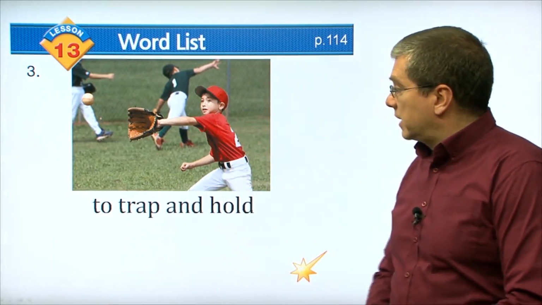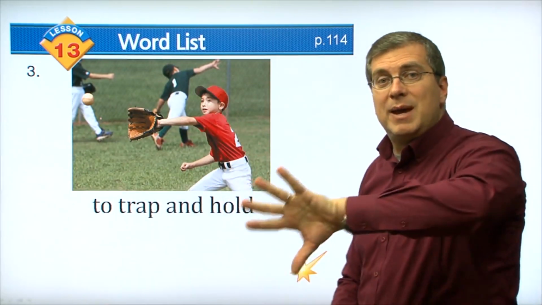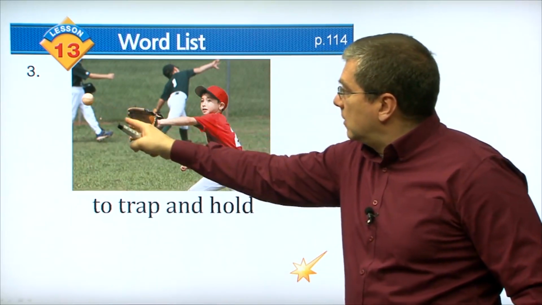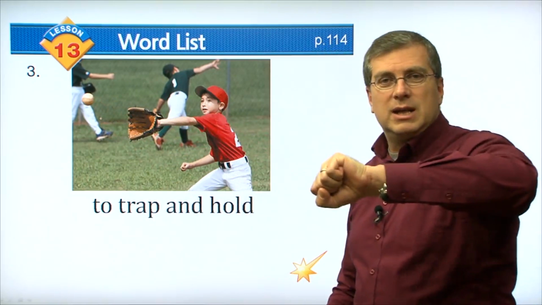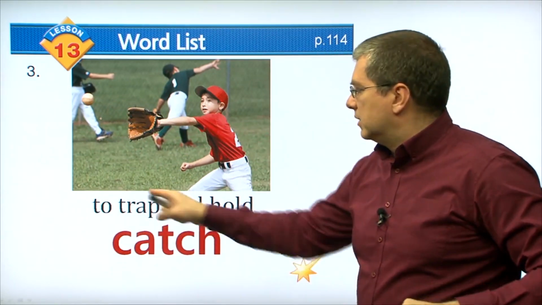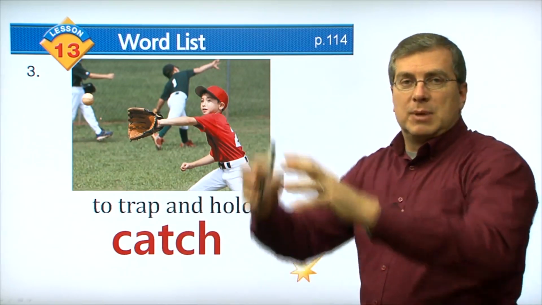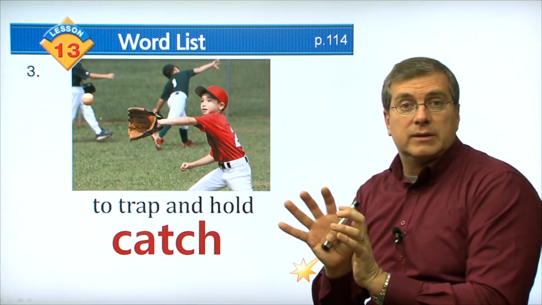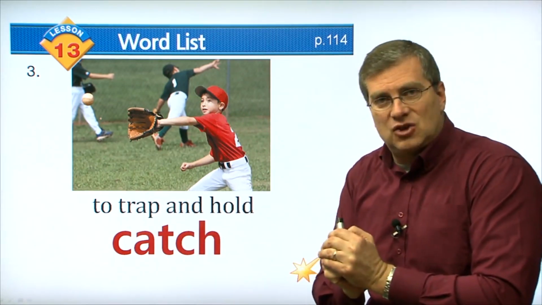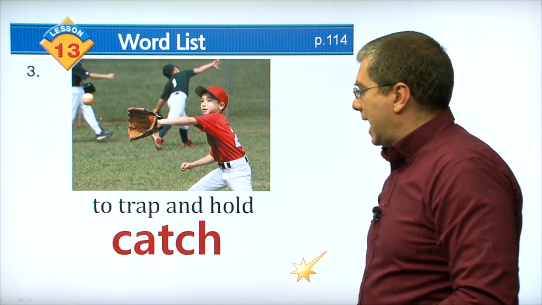Wow, he looks like a good yagu player, right? He's a good baseball player, and he's going to, see the ball right here? He's getting ready. It's going to go in his glove. What is he going to do? He's going to catch the ball, to trap something. Because something's moving, you stop it. That means to trap it, and then you hold it, right? That means to catch something, okay? So he's going to catch.